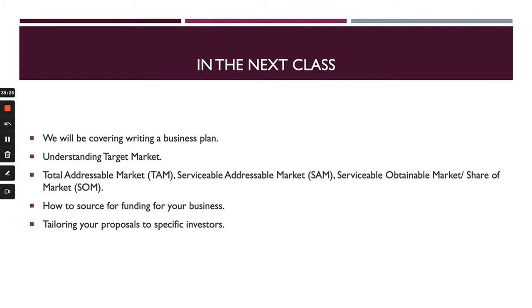In the next class, we'll be covering what a business plan is and how to draft a business plan. We'll be covering understanding what your target market is. And under target markets, we'll be understanding three important terminologies that you need to understand if you're going to develop your business. That's TAM, SAM, and SOM. Total addressable market, serviceable addressable market, and serviceable obtainable market, or your share of market. Also, we'll be covering how to source funding for your business and tailoring your proposal to specific investors.